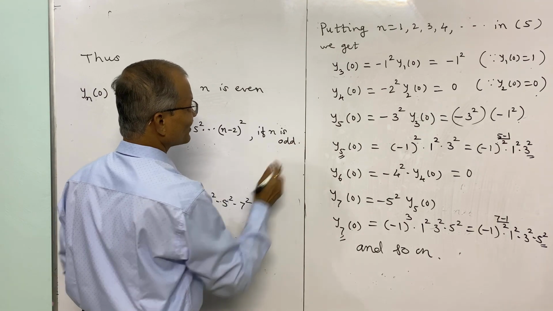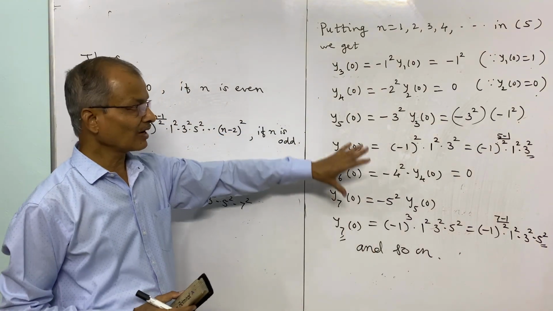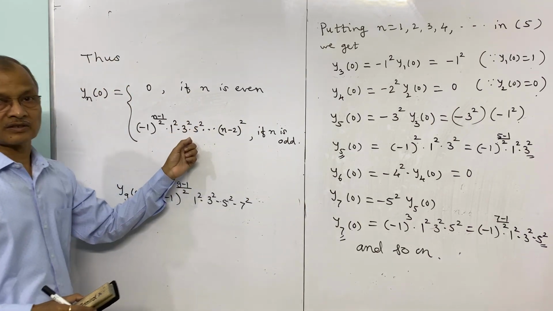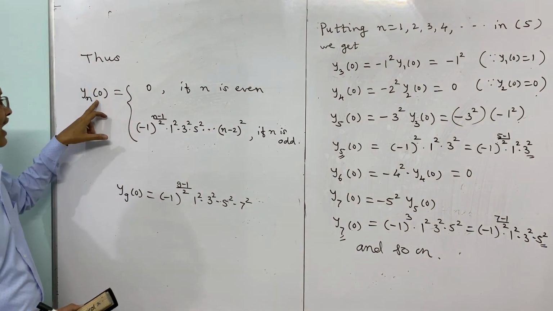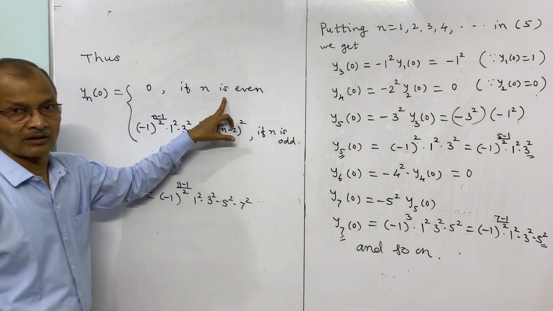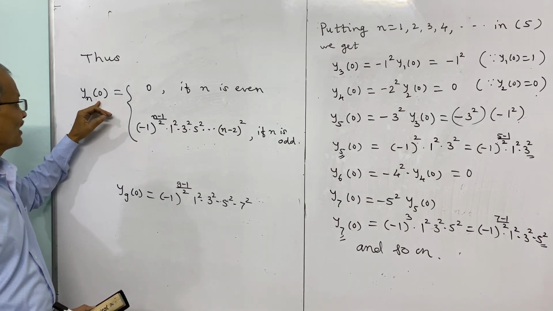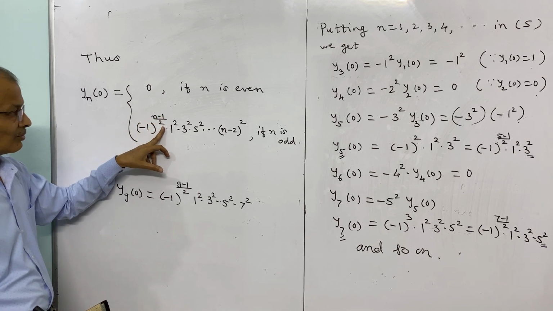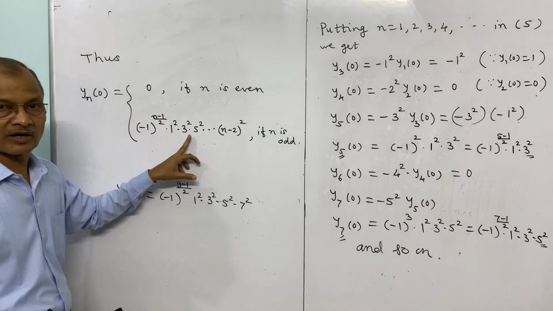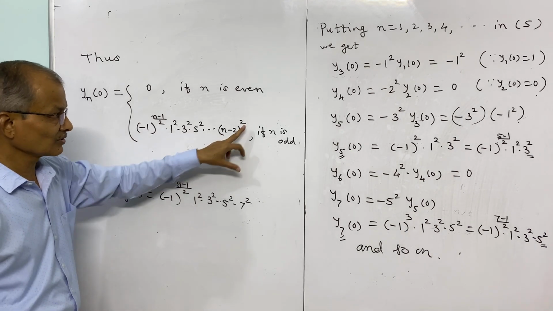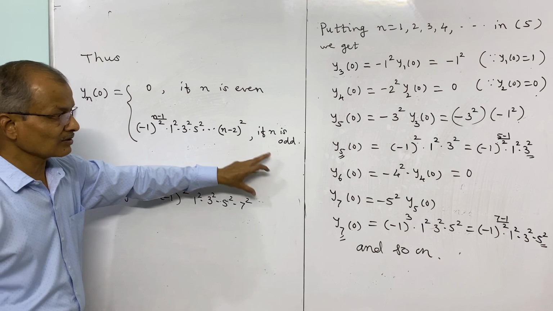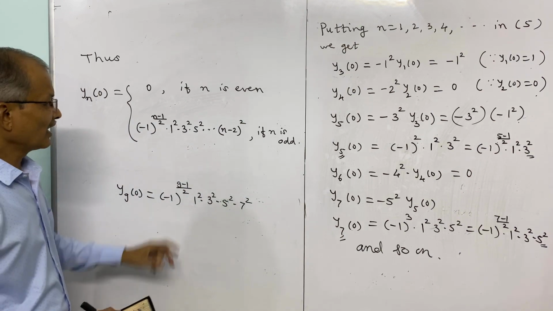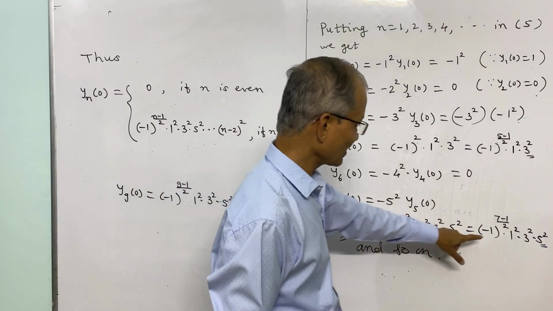So thus we have obtained the nth derivative at 0, and we have separated these derivatives and written all the results in this single equation. Nth derivative of y at 0 is 0 if n is even, and the nth derivative of y at 0 will be of this form: minus 1 to the power n minus 1 divided by 2 into 1 square into 3 square into 5 square up to n minus 2 square, square of n minus 2, if n is odd. So that is the separation of the even order derivative and odd order derivative. And that's why we have written this positive negative term in this form.